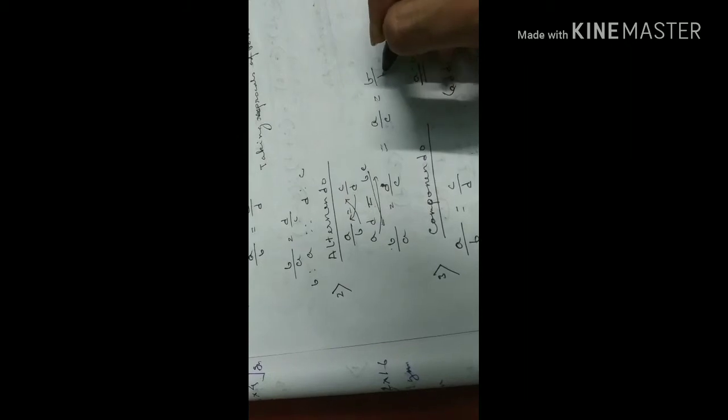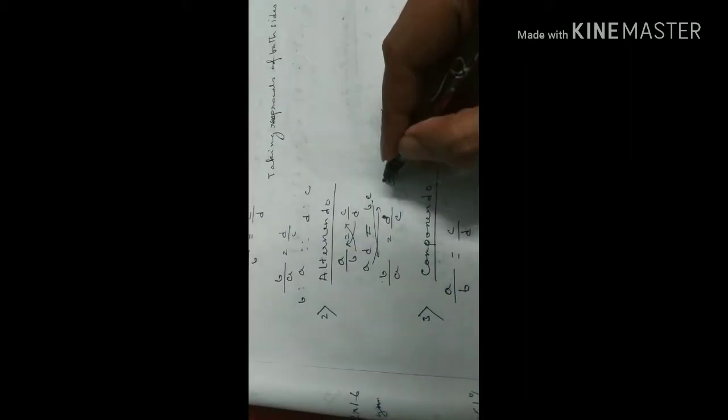In that case, we can change the position and write B by A is equals to D by C, or we can write it as, though it's not written, let me correct it, A by C is equals to B by D. We can also write it like this: A by C is equals to B by D.